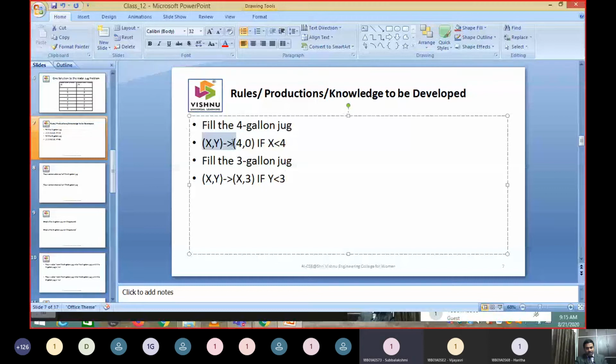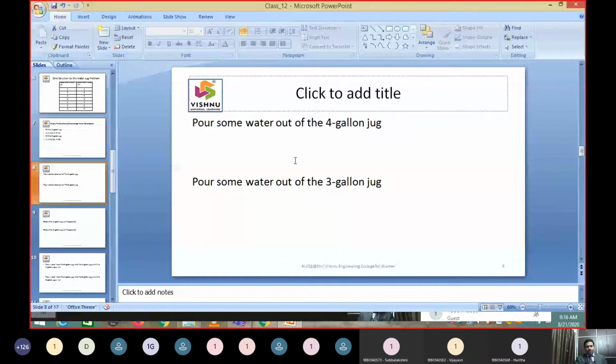Is this production right? No, sir, because I have to get here x and y. Why? So I can fill the 4-gallon jug, I can fill this 3-gallon jug, and I have written other rules also.